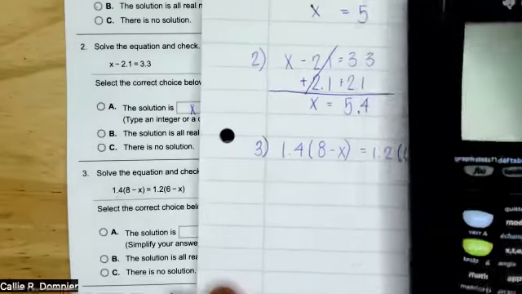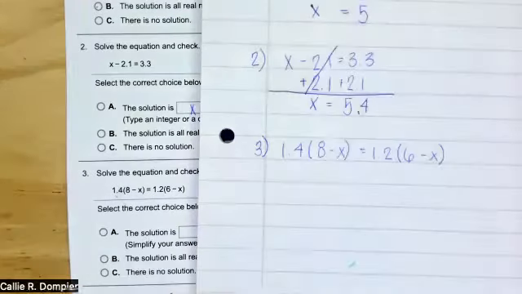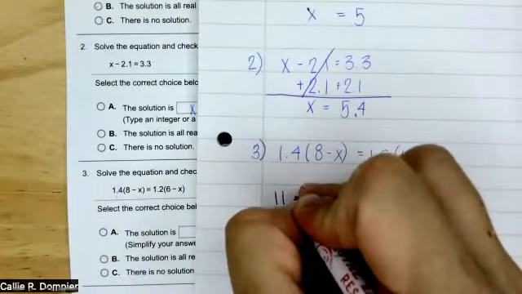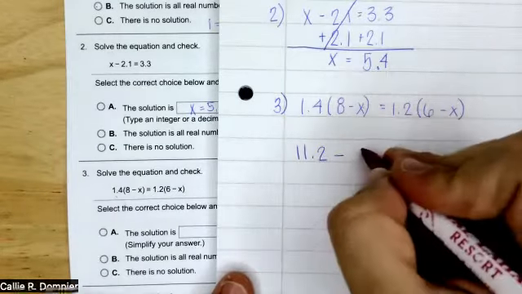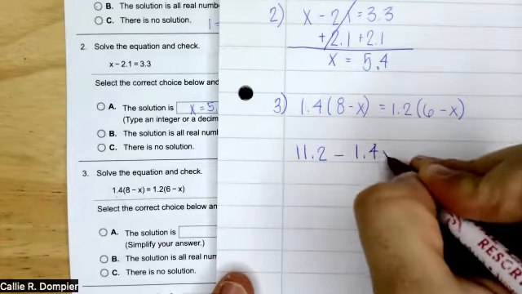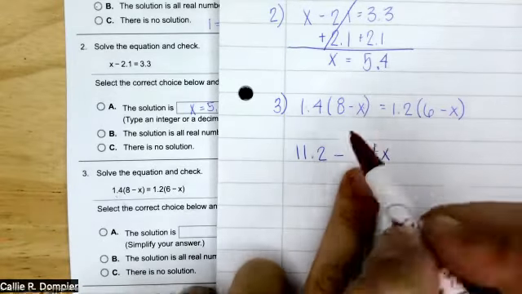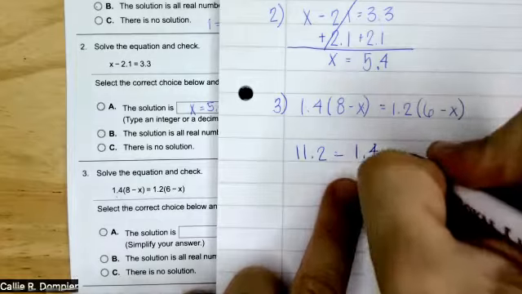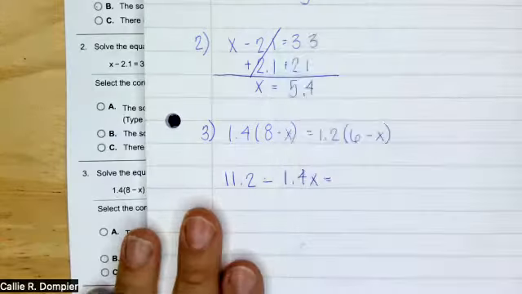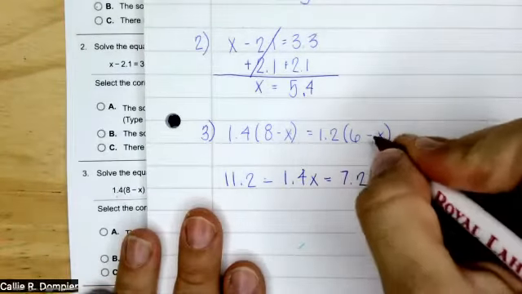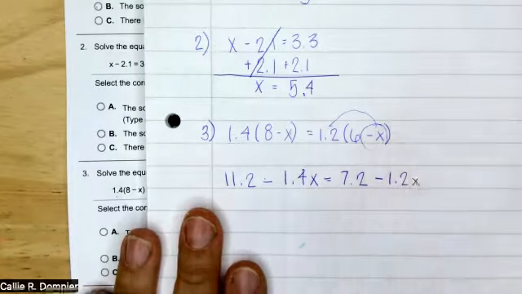All right, 8 times 1.4, I just suggest you use your calculator. We know how we're doing it, but it doesn't matter whether or not you can do it by hand, in my opinion. So 1.4 times 8 is 11.2. 1.4 times x is just 1.4x, but there was a minus sign, so it's actually a negative x. So negative x times a positive 1.4 becomes negative 1.4x. Equals 1.2 times 6. Again, I would just use my calculator. 7.2. And then negative x again times that decimal is just minus 1.2x.